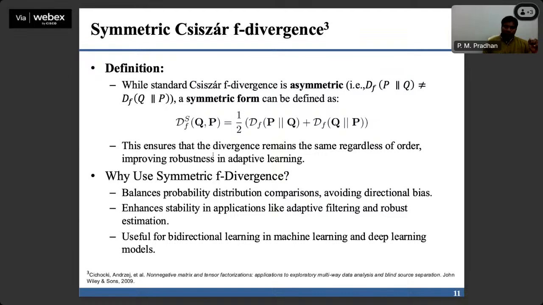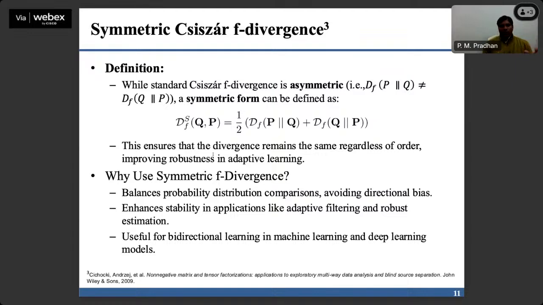Why use symmetric divergence? We know that when you look at the error square cost function, (p minus q) whole square is the same as (q minus p) whole square, and there we feel that whether my error is +5 or -5, it doesn't matter because I'm 5 away from the optimal point, right? So that is the reason we were more interested in a symmetric cost function where +5 square and -5 square give you the same value, and that is the conventional notion.